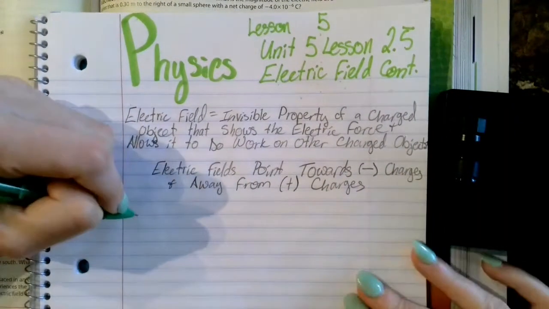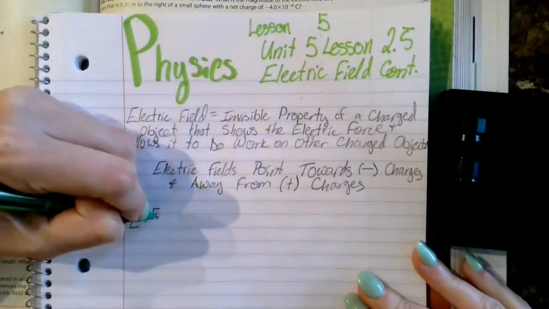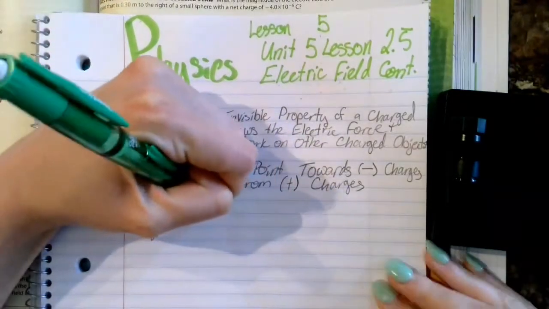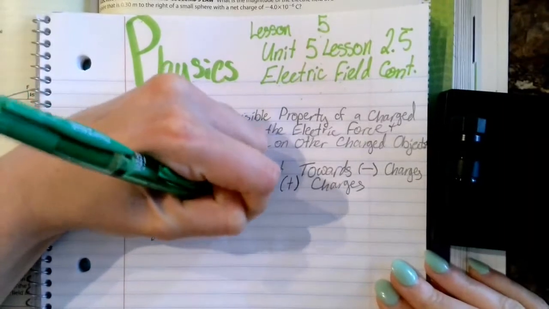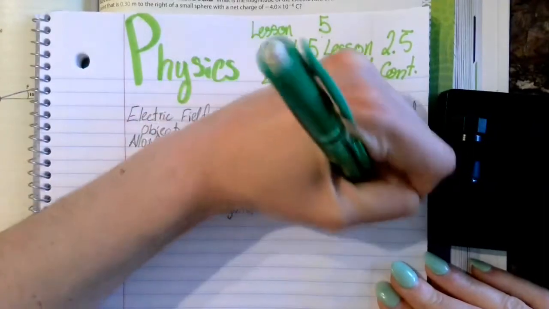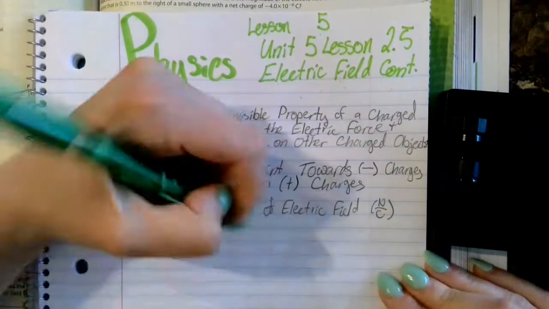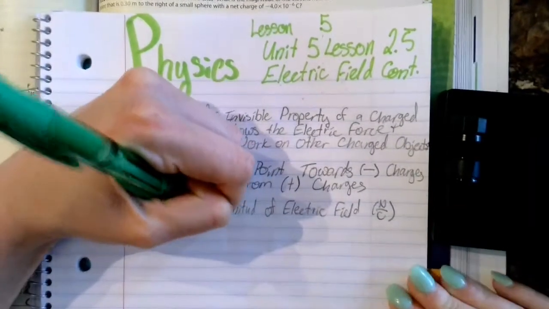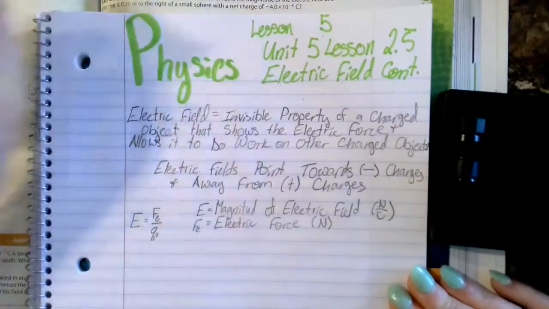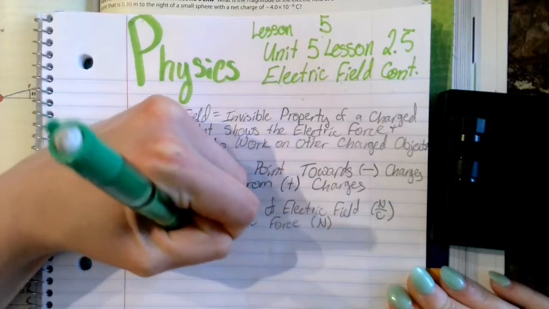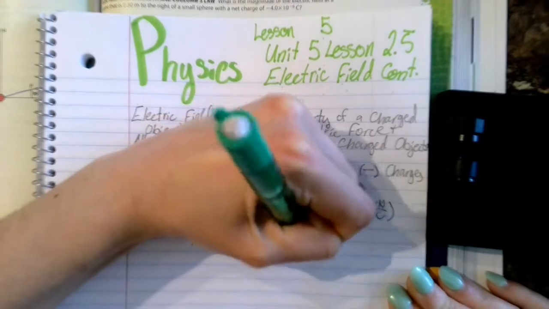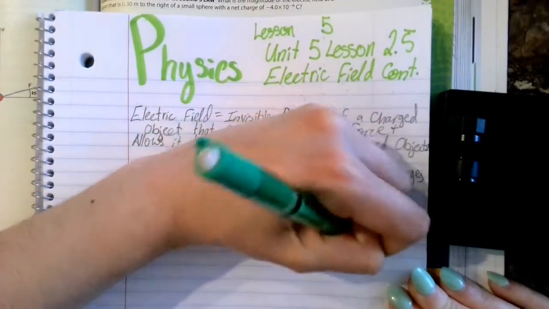Last class we learned this formula, E equals F little e over Q naught. E was that magnitude of the electric field, and we use newtons per coulomb as our units. F little e was the electric force, and we use newtons for that. And then Q sub naught is the charge of the particle, and we use coulombs to measure that.